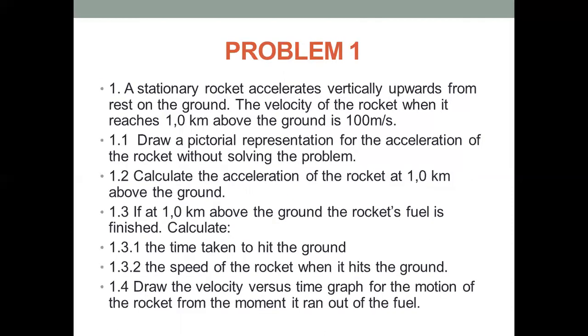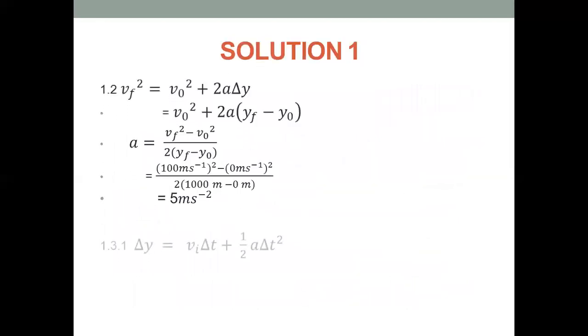Okay, 1.3. If at 1,0 kilometer above the ground, the rocket's fuel is finished, we need to calculate the time taken to hit the ground and also the speed. Okay, 1.31. Let's calculate quickly. The time taken, again, we use the equations of motion, delta y, the displacement covered, the initial velocity, delta t is time, is acceleration.